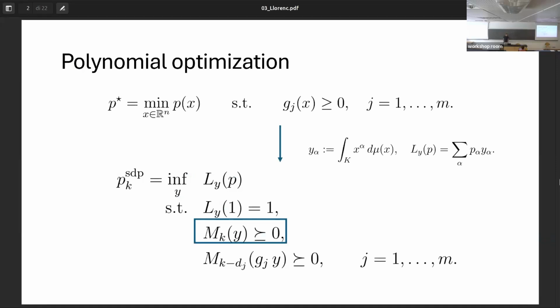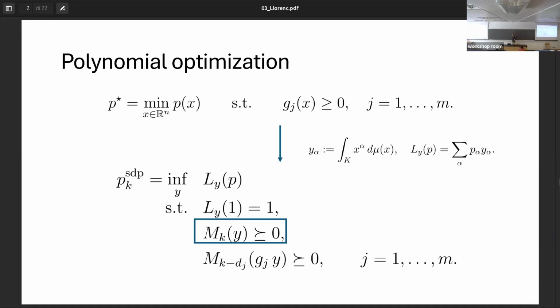So first I'm going to present the problem. We have a polynomial optimization problem. Basically we want to find some p star that minimizes this p of x. We have to find the minimum value and the x that minimizes this value, such that these polynomial constraints, g of j, are satisfied.